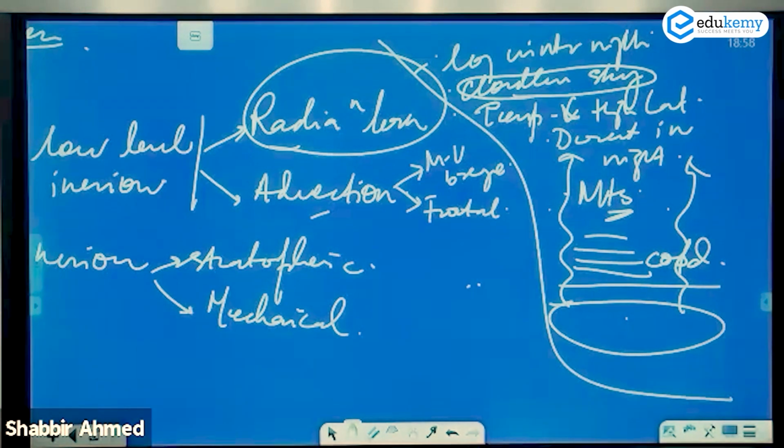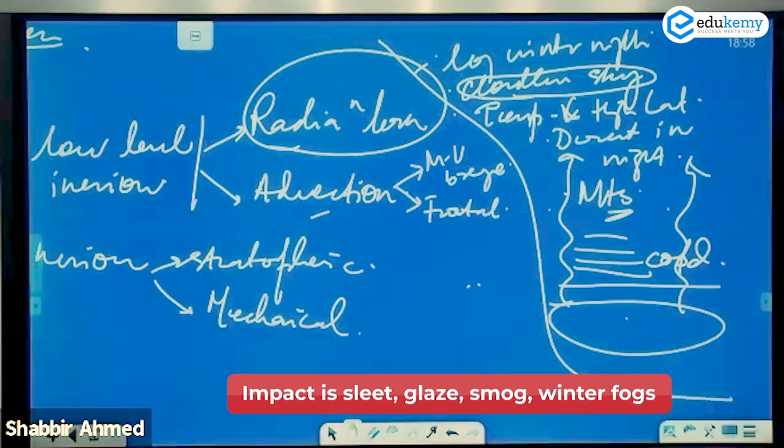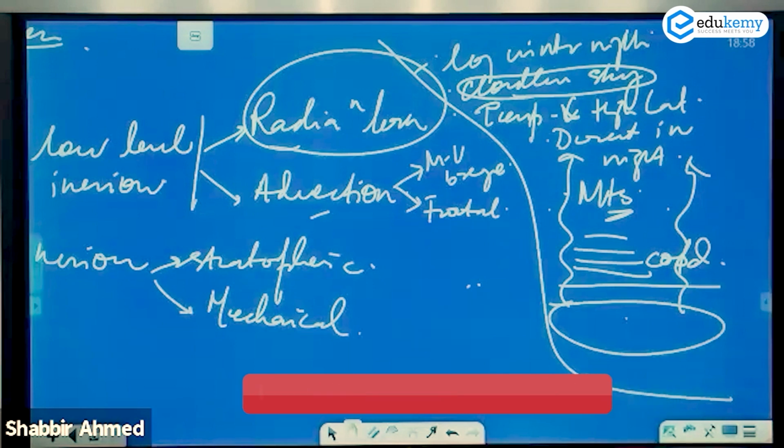What is the impact of this? What happens because of this? There will be fogs, yes. You'll also have glaze, you'll also have sleet, in lower areas. When the water is falling, water can freeze in the lower layers. We can have freezing rain, we can have smogs. जो winters में fog होता है, इसी वजह से होता है.